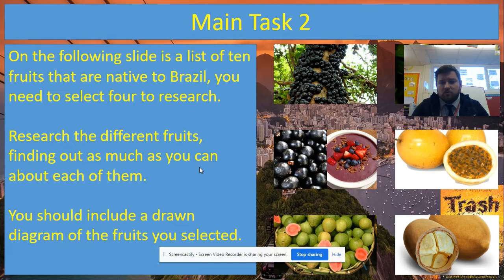Why are they important? Why are they special? What do you get from them? You know, lots of you will know that fruit is healthy for you to eat, but why? What about it makes it healthy? Do they do something special for you? What do they taste like, maybe? Okay, so I want you to pick 4.